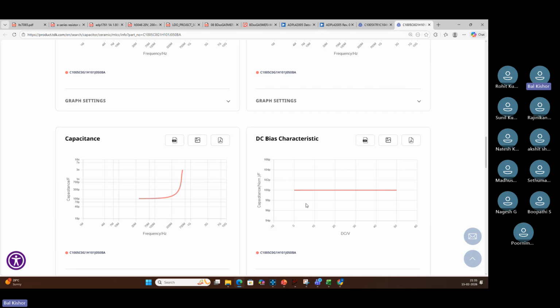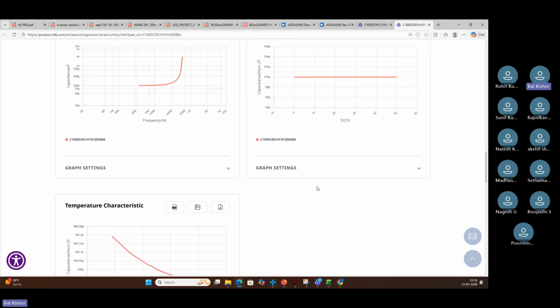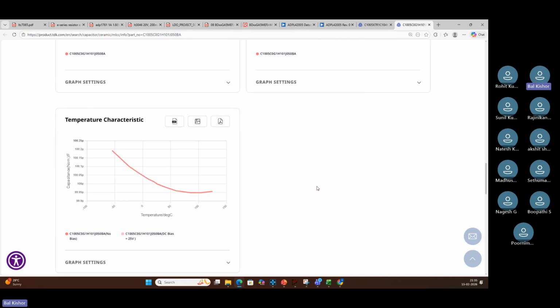Understood? So you will be tempted to use C0G capacitors in every place, right? But that is not possible. It is very costly, and its value is limited. Mostly it is picofarads or nanofarads, not even microfarads. All right, so this was all about the capacitors.